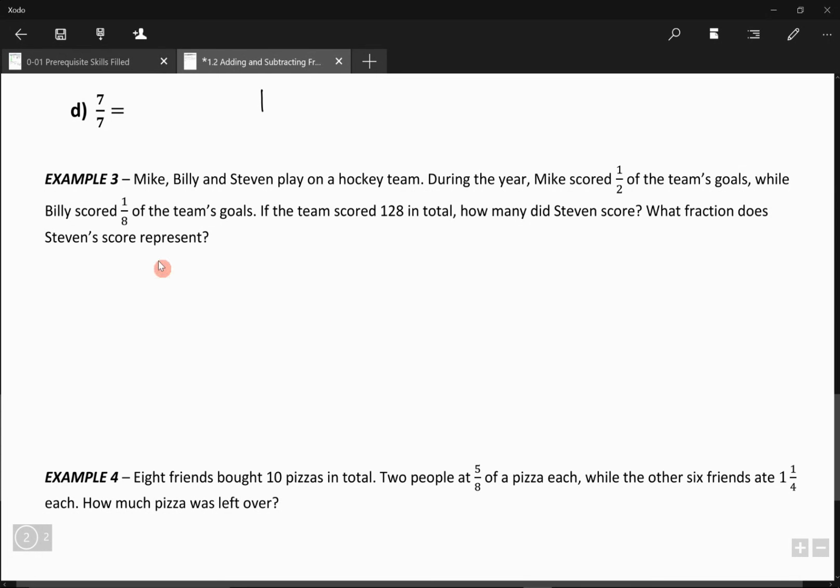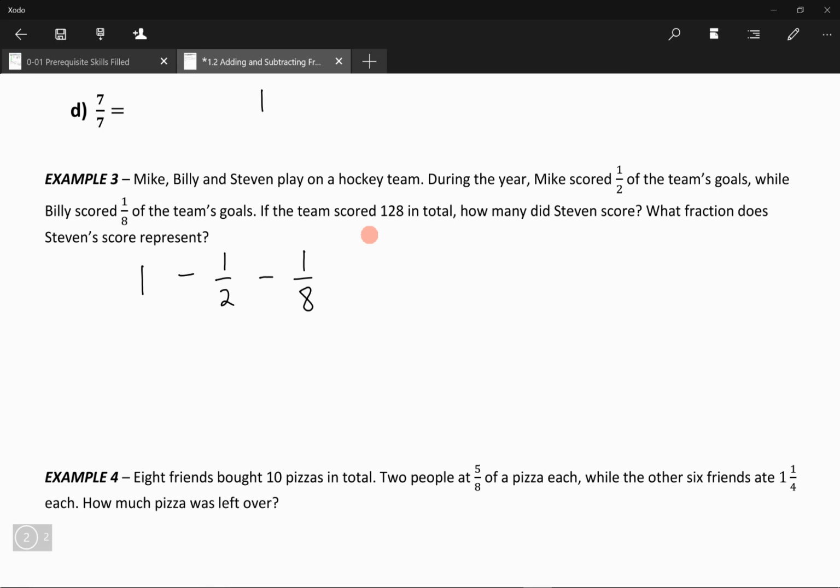Okay, so what's the whole? The whole thing is 128 goals, but I want to express that as a fraction. So all of the goals can be represented by 1. And then I can subtract, half the goals were Mike's goals, and then again subtract 1/8 of the goals, which were Billy's goals, and then whatever's left over would be Steven's number.